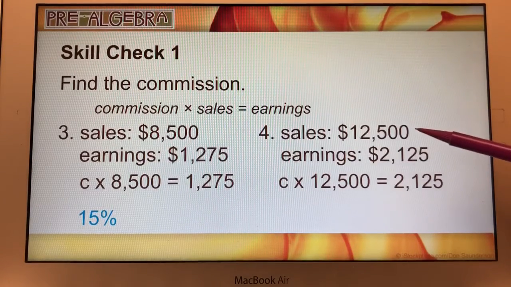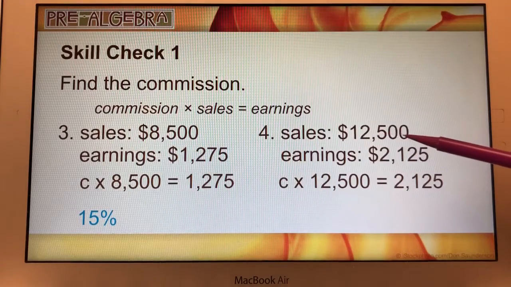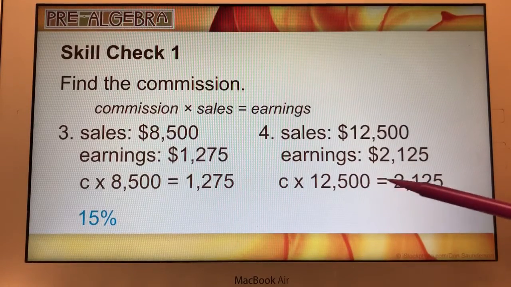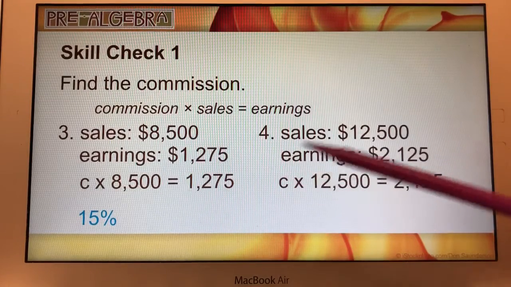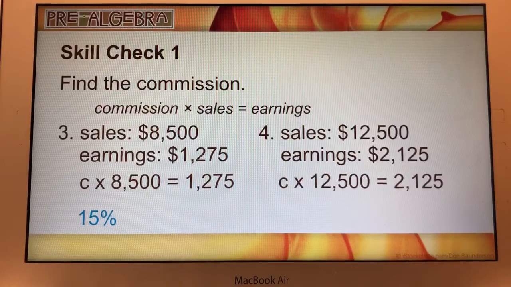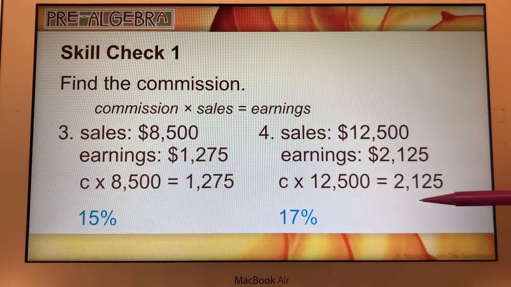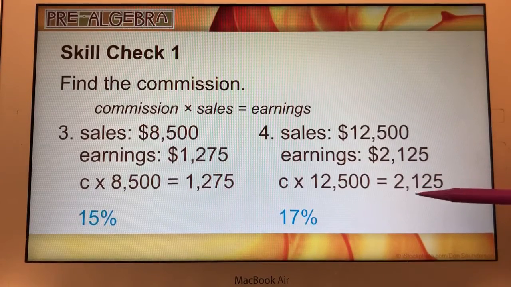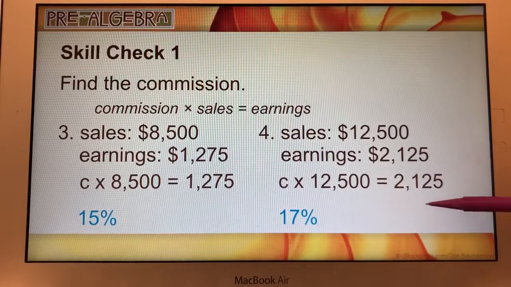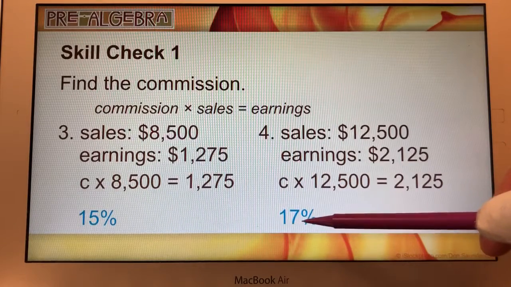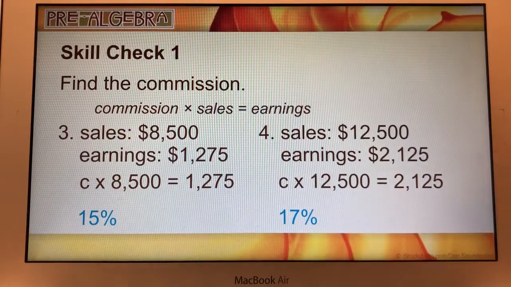Now let's take a look at this one. If our sales was $12,500, the earnings was $2,125, then we plug that into our formula so that we can calculate the commission. 2,125 divided by 12,500 is going to give us 0.17. So then we move our decimal over 2 places, and you get 17%. And that is the commission for this sales.